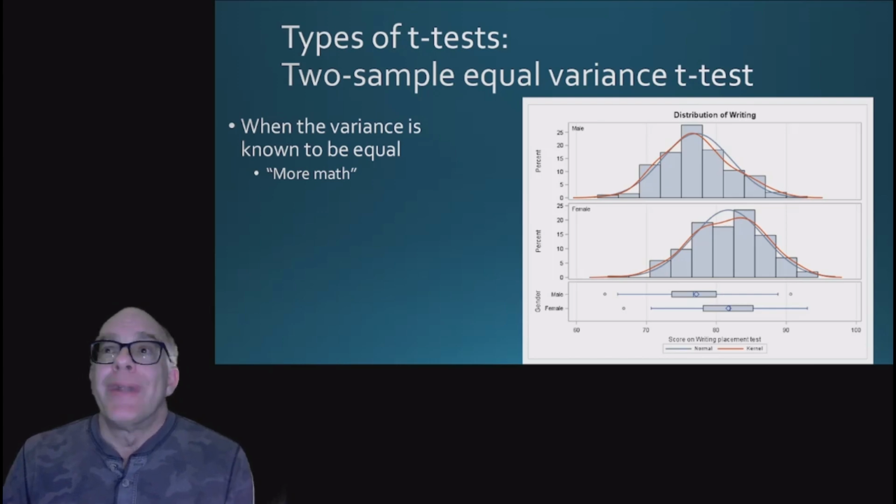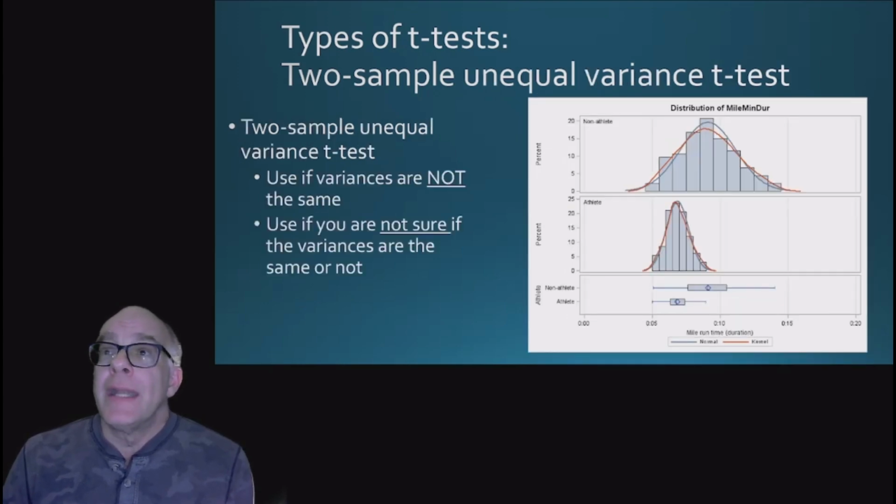And so if you are not sure if there is going to be equal variance, what you need to do is run an unequal variance test. And so an unequal variance test, a two-sample unequal variance test, is basically looking at the fact that in some situations we would have greater variability in our observations versus another group which has less variance or less variability.